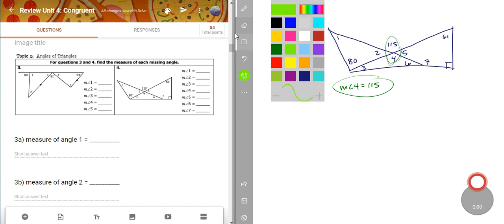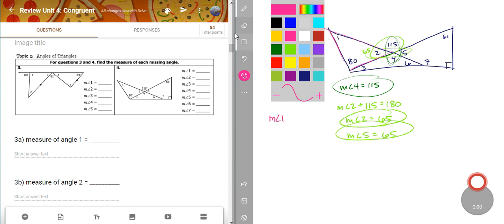These are linear pairs, so I'm going to do that one next. Measurement of angle 2 plus that 115 is equal to 180. So measurement of angle 2 must equal 65. Boom. And then guess what? Those are vertical angles, so measurement of angle 5 must also be 65. All right, cranking through some. That's good. We've got 2 at 65. We've got a triangle.